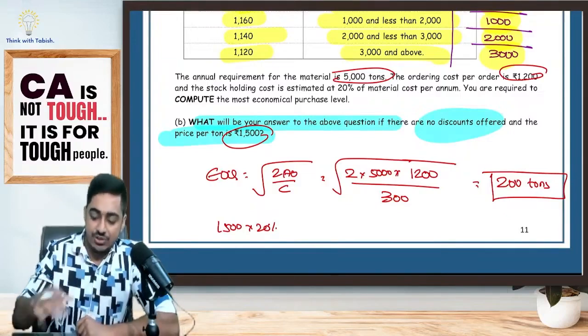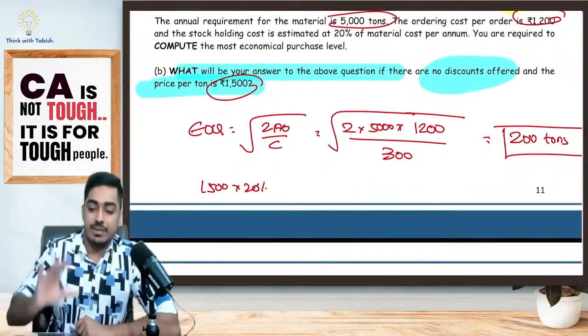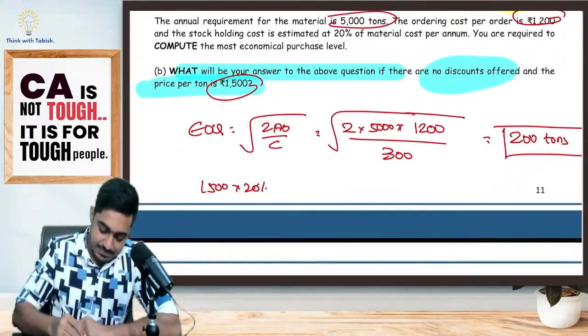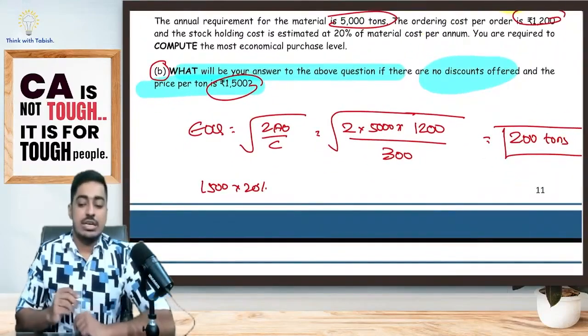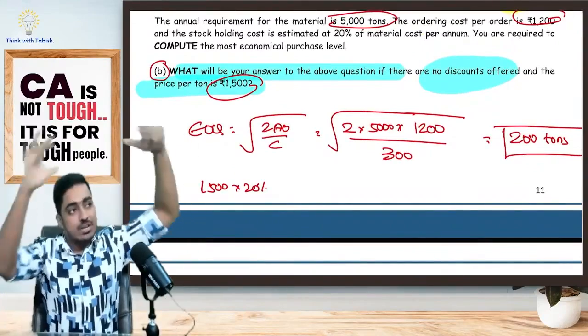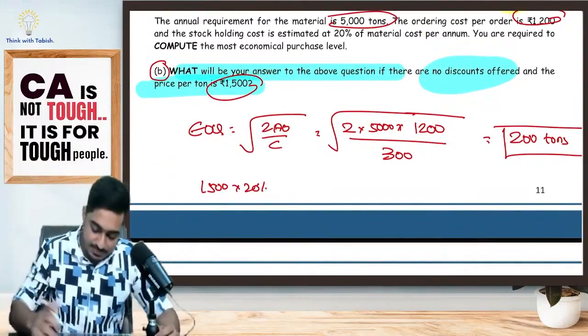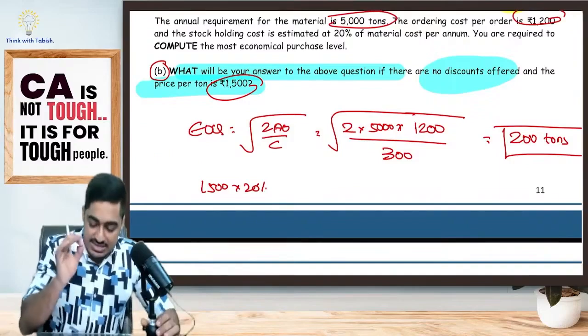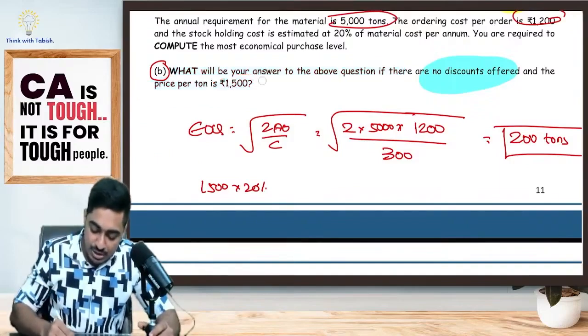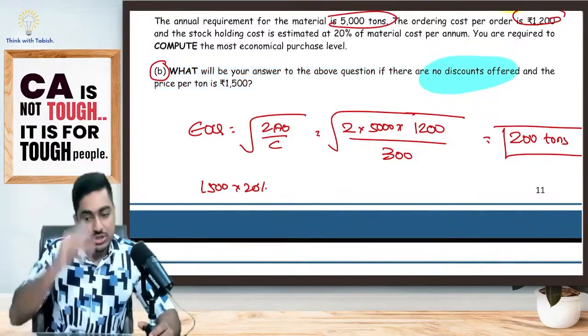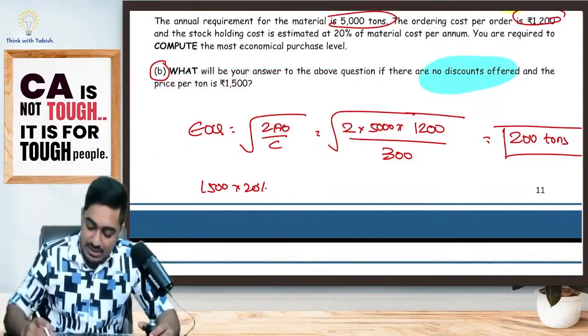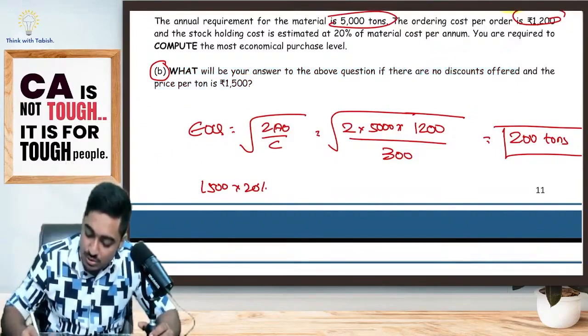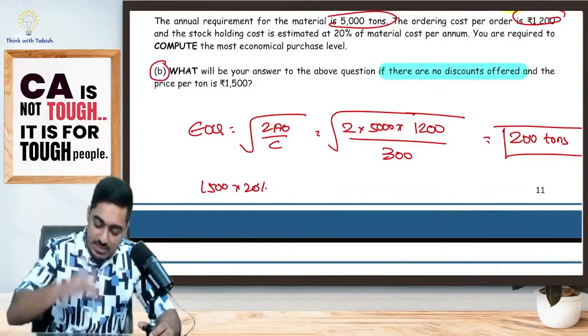Okay, Durga is asking, can you repeat part B again, sir? Okay, I will repeat. Pay attention, everyone. Yes, first requirement is over. All different options was there. Everything is over. Second requirement question is asking separately. What will be your answer to the above question? Question remains the same only. But question is telling that there is no discount offered. Supplier is not giving me any discount.